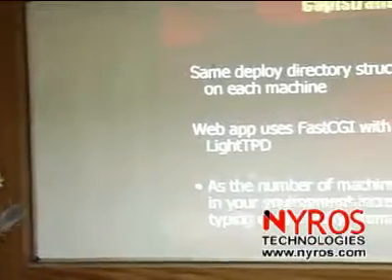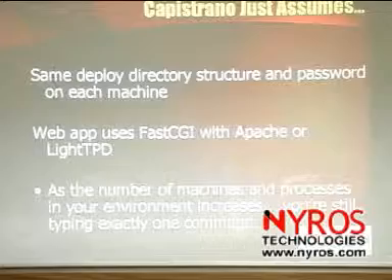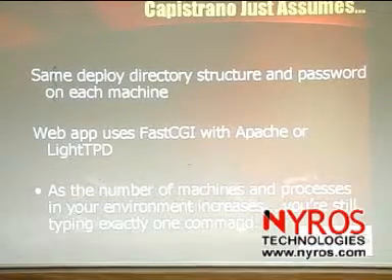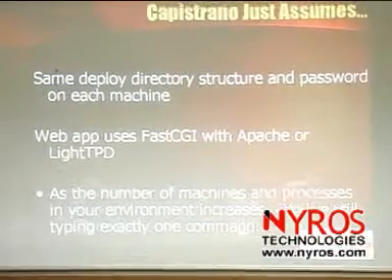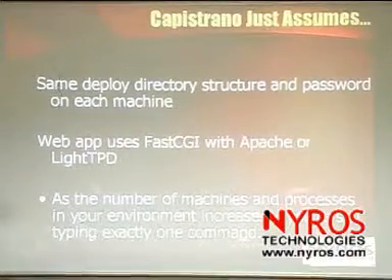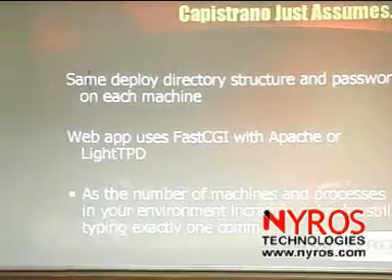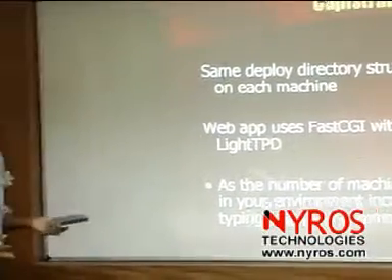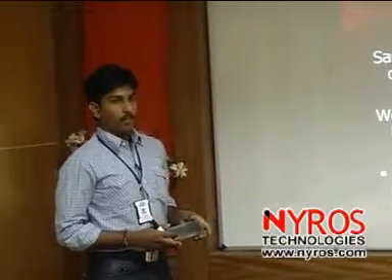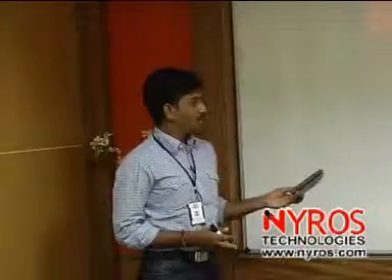Capistrano just assumes the same deploy structure and passwords on each machine, because we are uploading from our localhost to the server, because every user has his own structure. Web apps use FastCGI with Apache or LiteSpeed. As the number of machines and processes in your environment increases, I mean as applications increase, you are still typing exactly one command. By using only one command, you can deploy any number of applications.